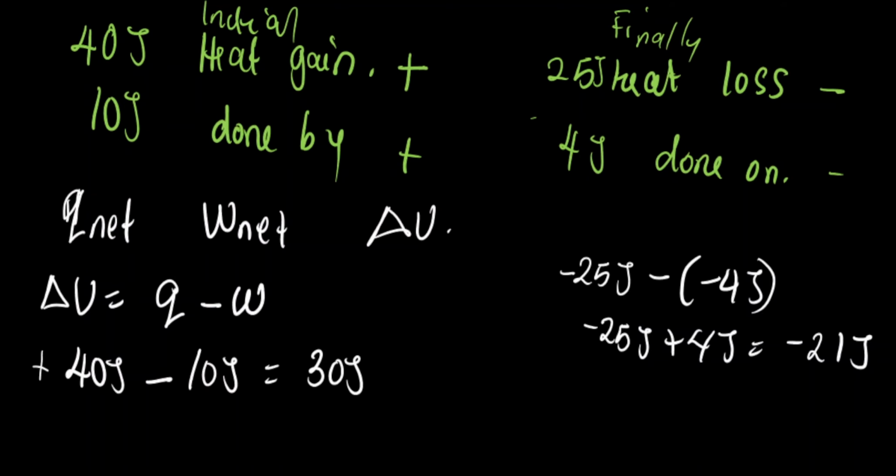Of course, we would come back to finding the net change in internal energy. The net change in internal energy would be to sum up these two internal energy changes. So the net change in internal energy would be 30 joules plus negative 21 joules, which is 9 joules, and of course we have our answer to be 9 joules.